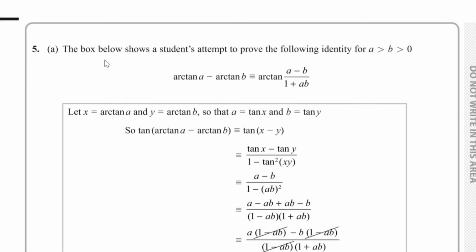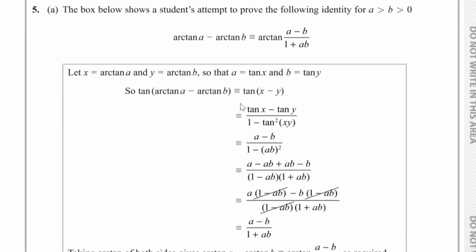Question number 5 for part A. The box below shows a student's attempt to prove the following identity for a being greater than b being greater than 0. We've got the arctan of a subtract the arctan of b is equivalent to the arctan of a minus b over 1 plus ab. The first thing they did was they let x equal the arctan of a and y equal the arctan of b, so that a is equal to tan x and b is equal to tan y.